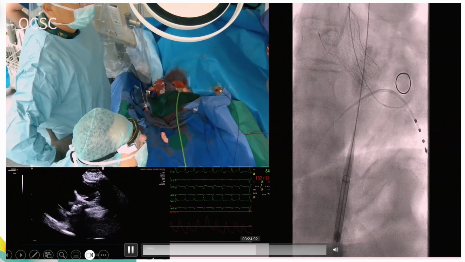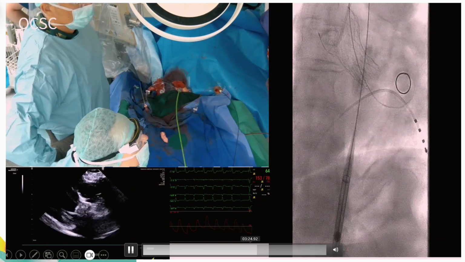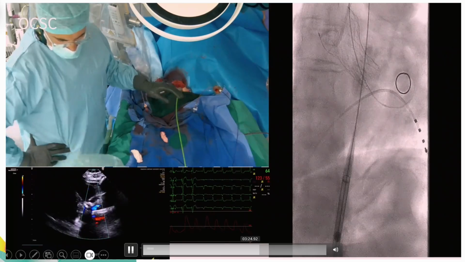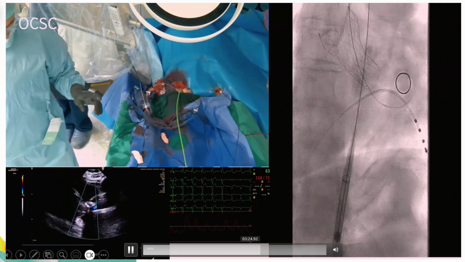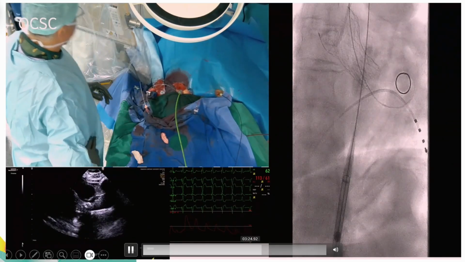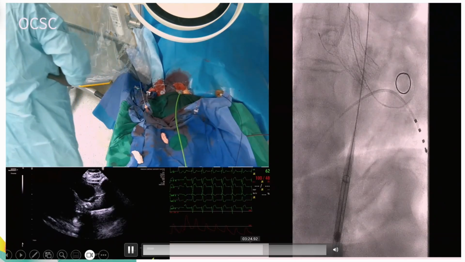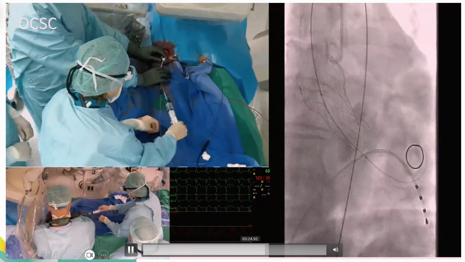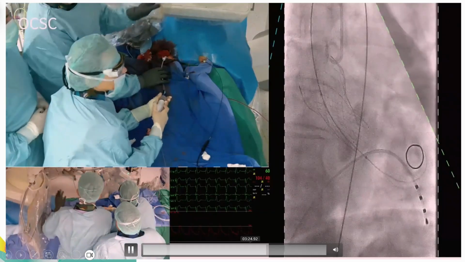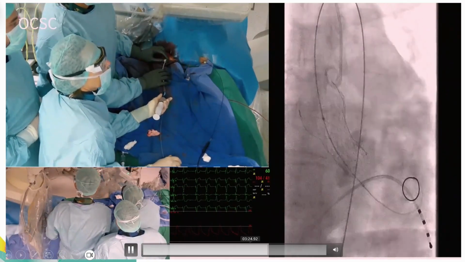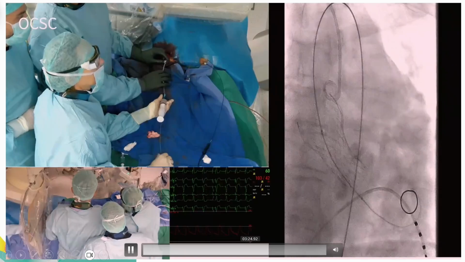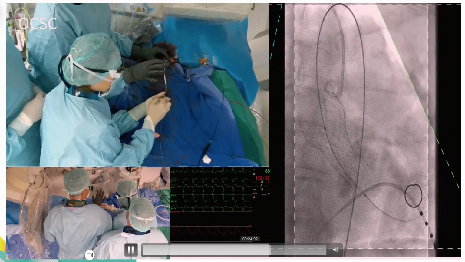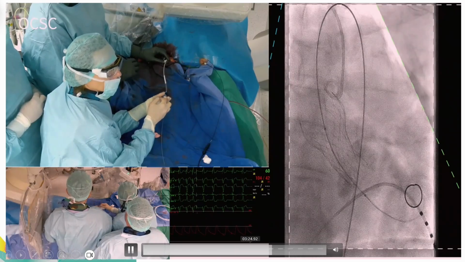You see, as George said in his presentation, these are patients with bicuspid valves with a relatively enlarged aortic root, so the outcome is not as optimal as in other cases. So we chose to be conservative in this case. We predilate with a moderate size balloon.